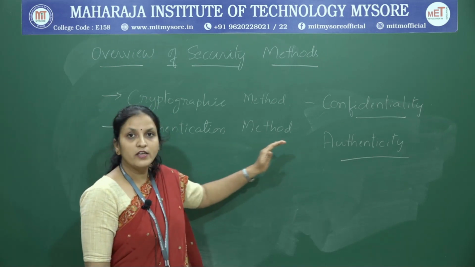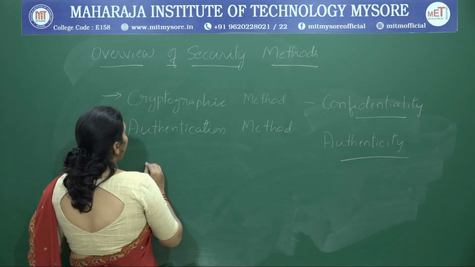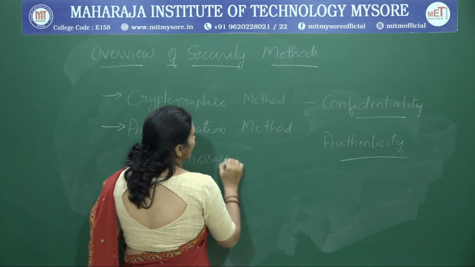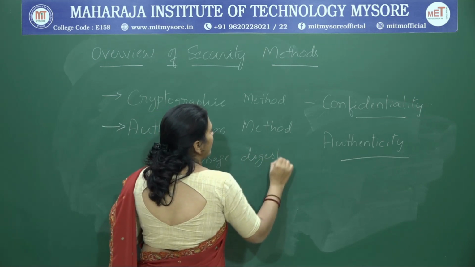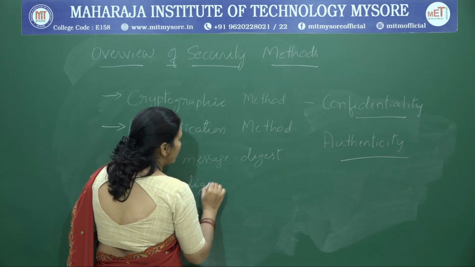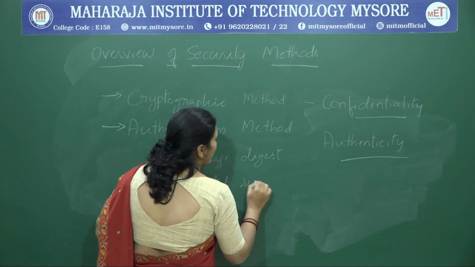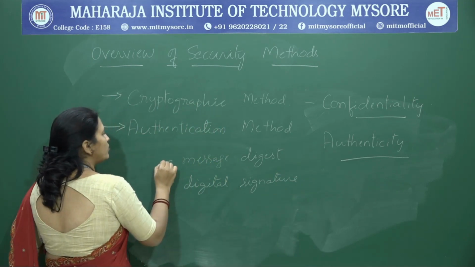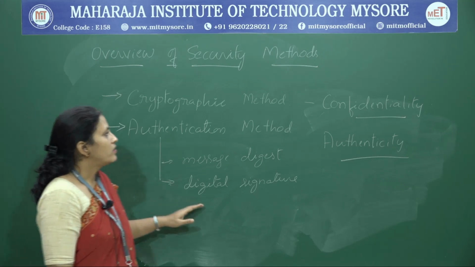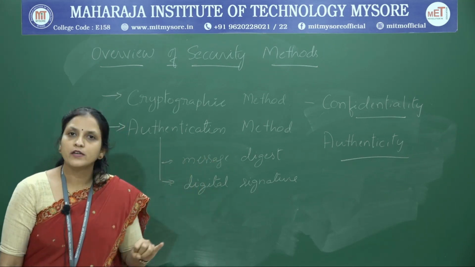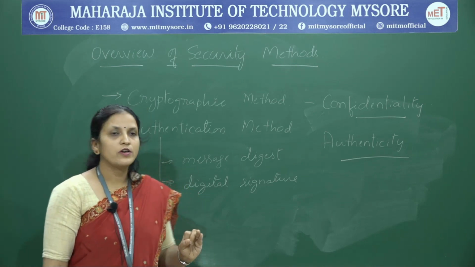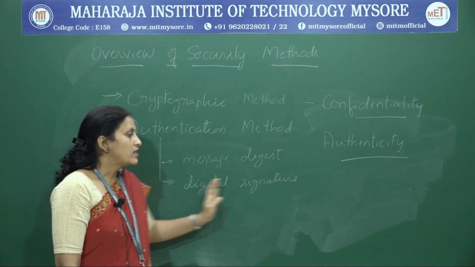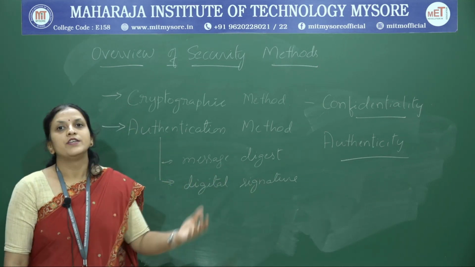Here, the authentication method can be performed with two methods: one is authentication with message digest, and one more is with the help of digital signature. So we are going to study these two things under the authentication method. We are going to study the secret key encryption algorithm, the public key encryption algorithm, and then message authentication with respect to message digest as well as digital signature, all these things in our next classes.